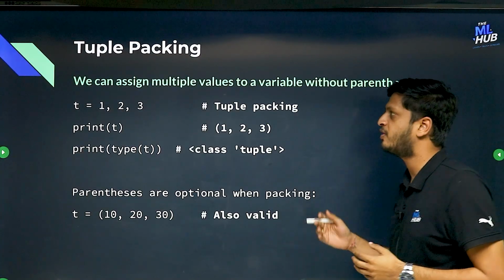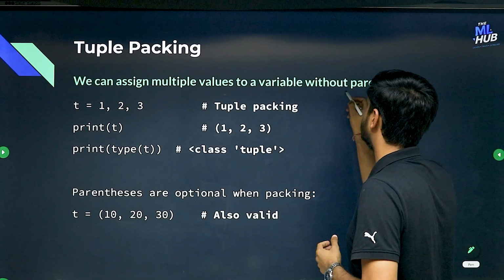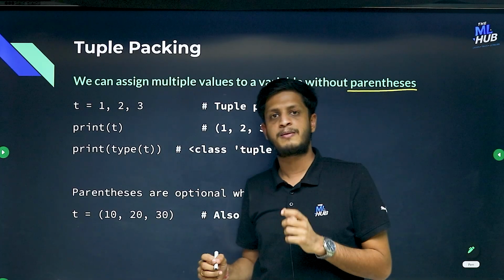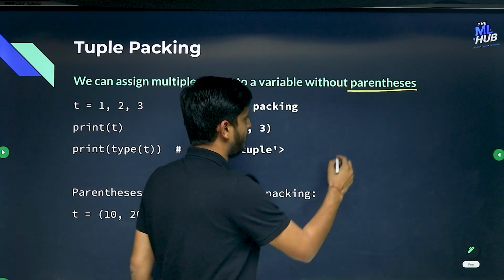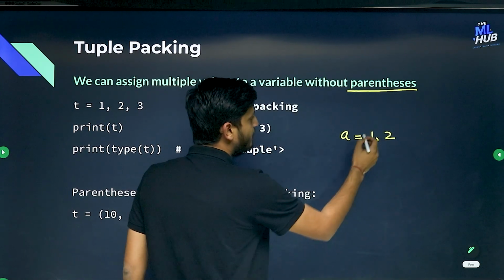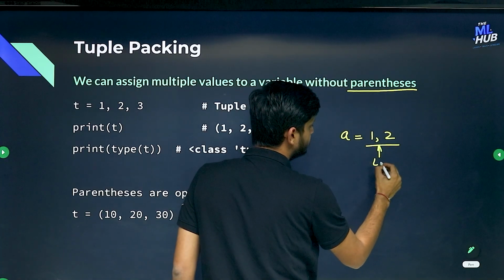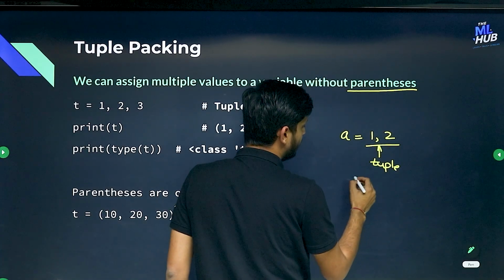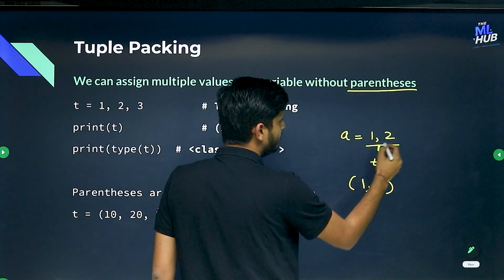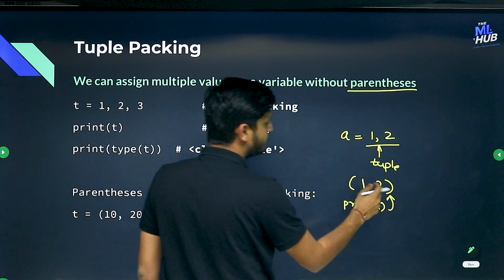Now let's look at the concept of tuple packing. So what is tuple packing? We can assign multiple values to a variable without parentheses. So in Python, we are allowed to create a tuple without using parentheses as well. So if I write a is equal to 1, 2, then even without writing the round brackets, it will automatically consider this as a tuple. It will create a tuple, and variable a will now contain a tuple containing values 1 and 2. So if you just write this line and print a, then the tuple containing values 1, 2 will be printed.